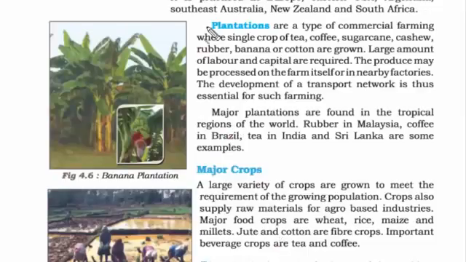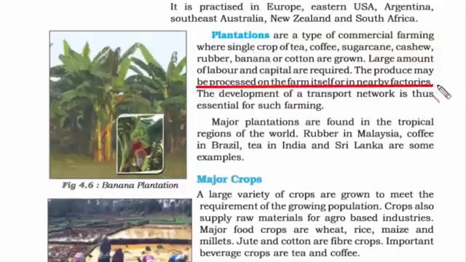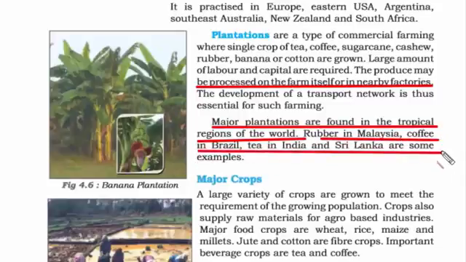Now let's read about plantations. So this is a type of commercial farming. So if you see tea, coffee, sugarcane, cashew, rubber, banana, cotton, they all are grown out of a plant, and they also have a lot of market value. That's why it is called commercial farming, because you use it to sell in the market. So most of this is either processed on the farm itself or you take it to nearby factories. Most of these plantations are found in the tropical region of the world because of ample sunshine. Rubber in Malaysia, coffee in Brazil, tea in India and Sri Lanka are some examples.